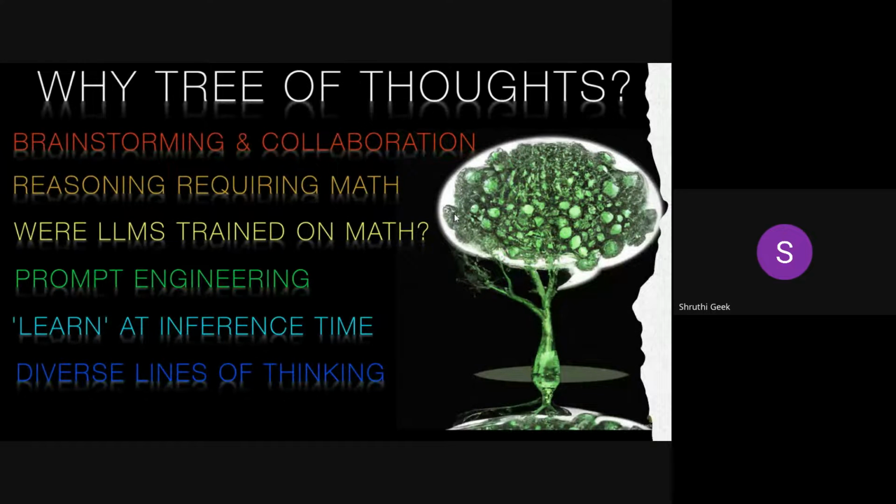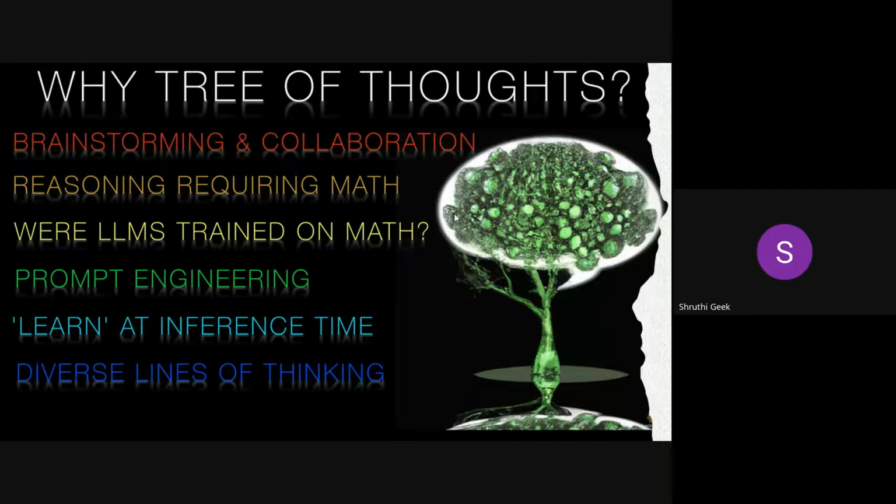So, why did we even come up with Tree of Thoughts? As the paper says, it's for brainstorming and collaboration. Say, for example, if there is a project coming up and a problem statement in front of you, and we have 5 members in the team and all 5 are able to pitch in their thoughts, we could come up with a better solution than one person solving the problem, right? Because he could have a biased approach, and when we have more minds, more thoughts, we can have more diverse outputs. So that's the main reason for having a tree of thoughts: brainstorming and collaboration, reasoning requiring math.